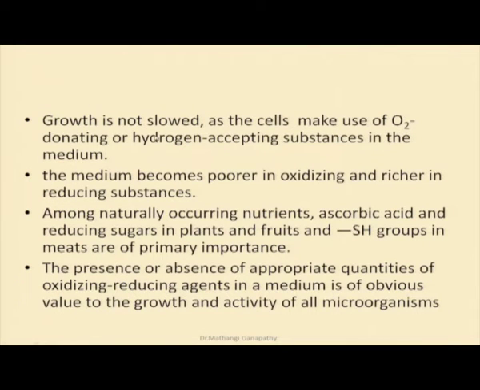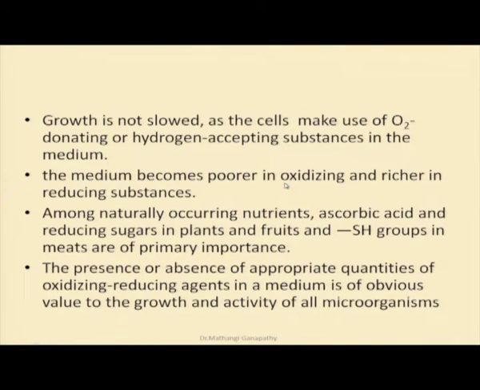Here the growth is not slowed as the cells make use of the oxygen donating or hydrogen accepting substances in the medium. What we are now trying to see is, as the organism grows, yes, oxygen will get reduced because it is using up the oxygen, but in that particular food substance you will still have components which can give rise to oxygen, liberate oxygen, or components which can accept hydrogen. So, if such components are present in the food, the microbes can still grow utilizing them. Then the medium will become poorer in oxidizing and richer in reducing substances as a result of this microbial growth.